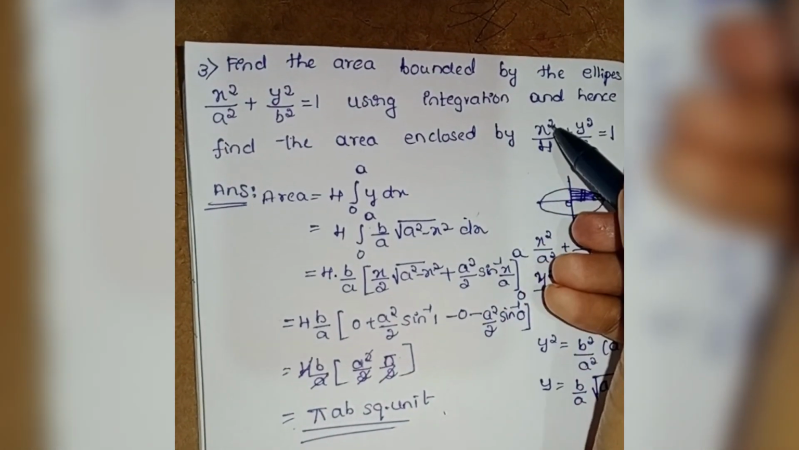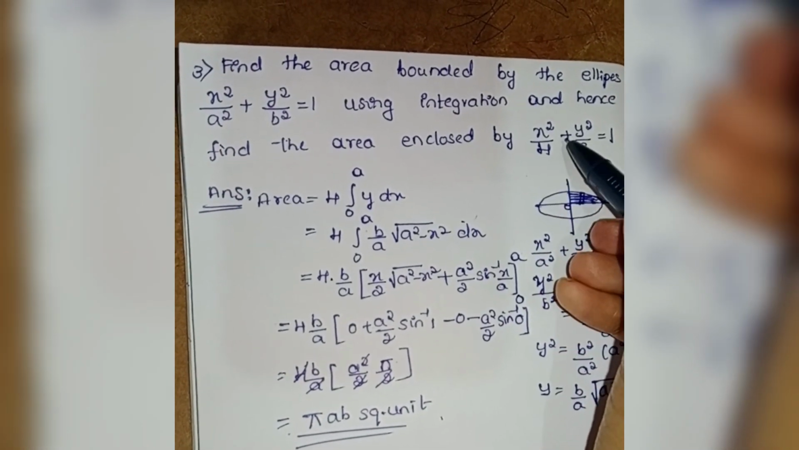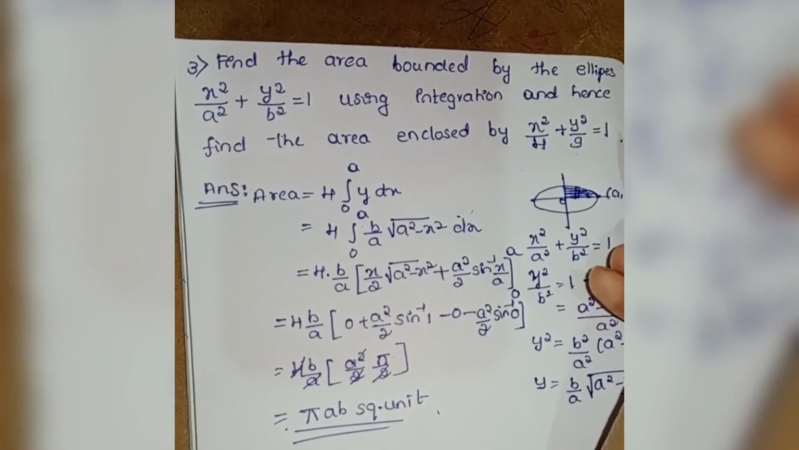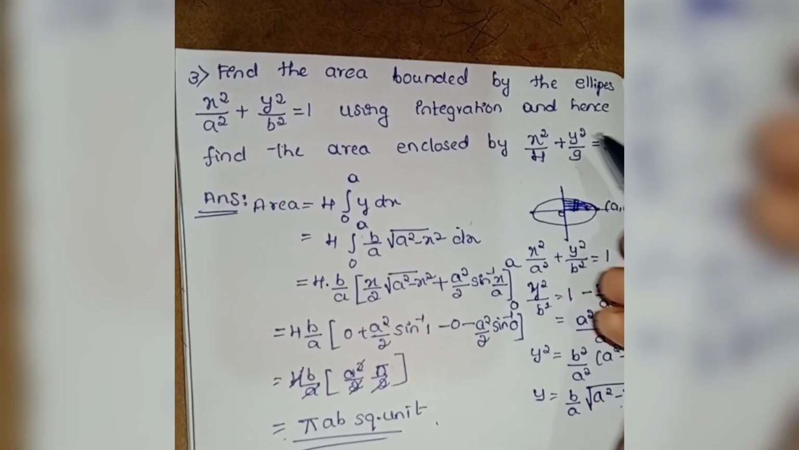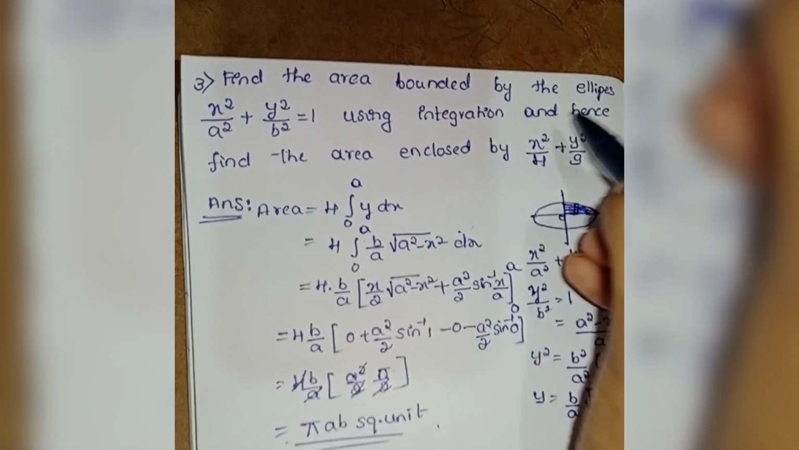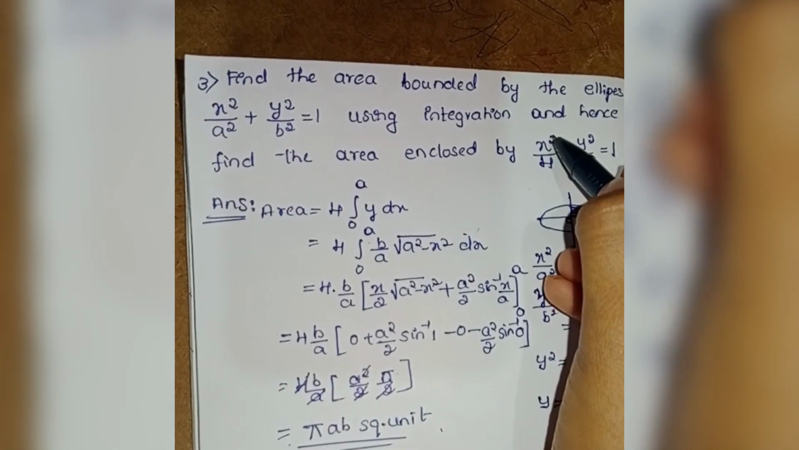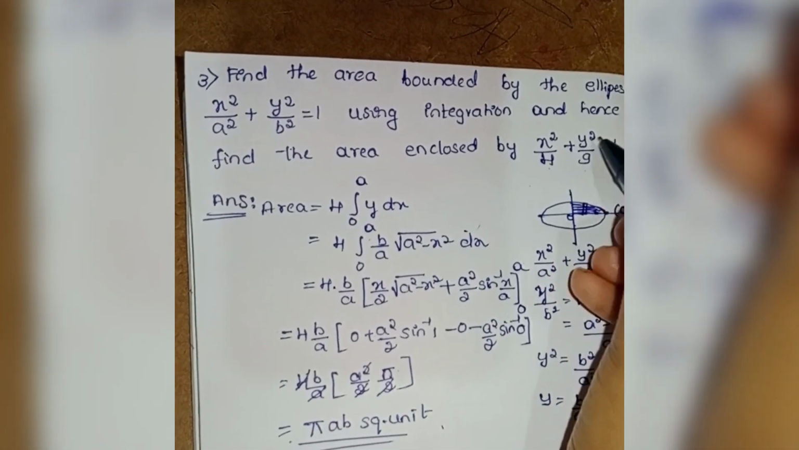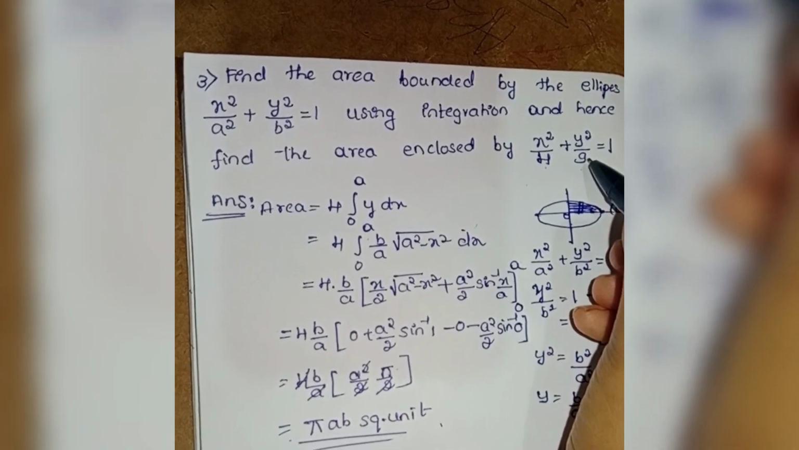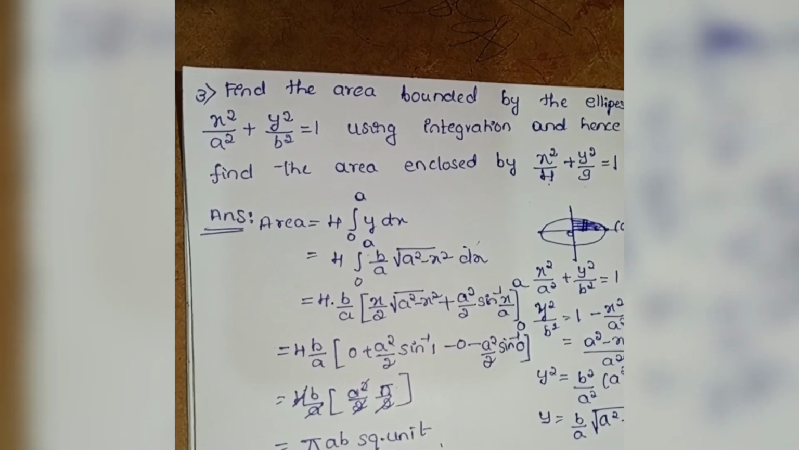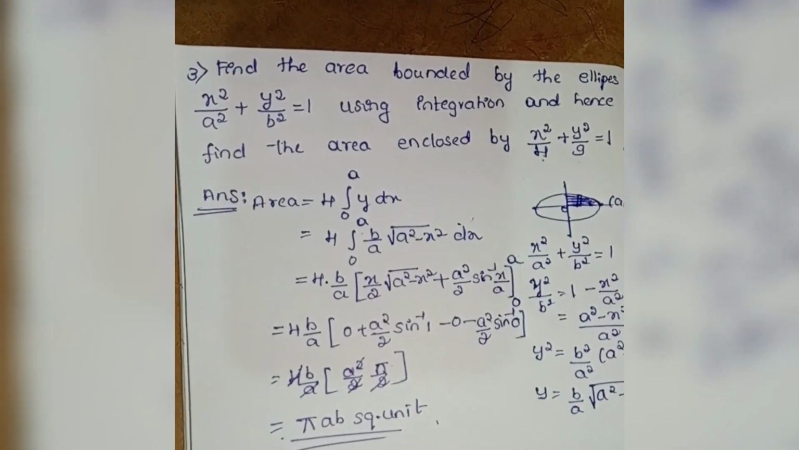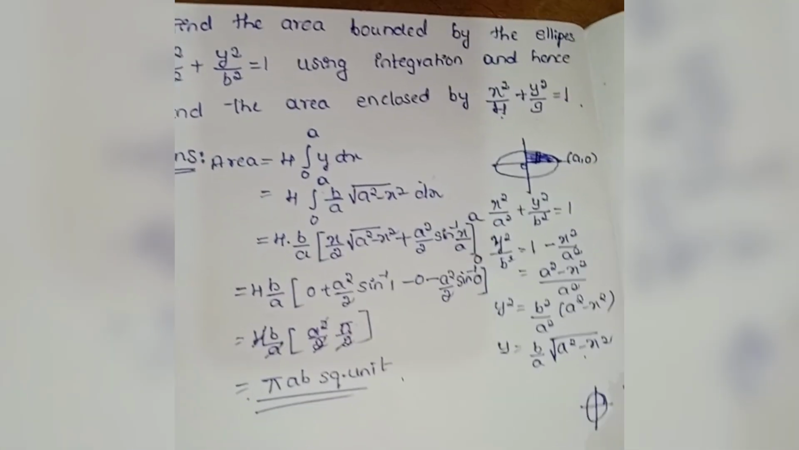Area enclosed by the ellipse x square by 4 plus y square by 9 equal to 1. This is actually a vertical ellipse, right? Since here the denominator of x square is less than the denominator of y square, this is a vertical ellipse. But in both the cases, the area enclosed by the ellipse is same.